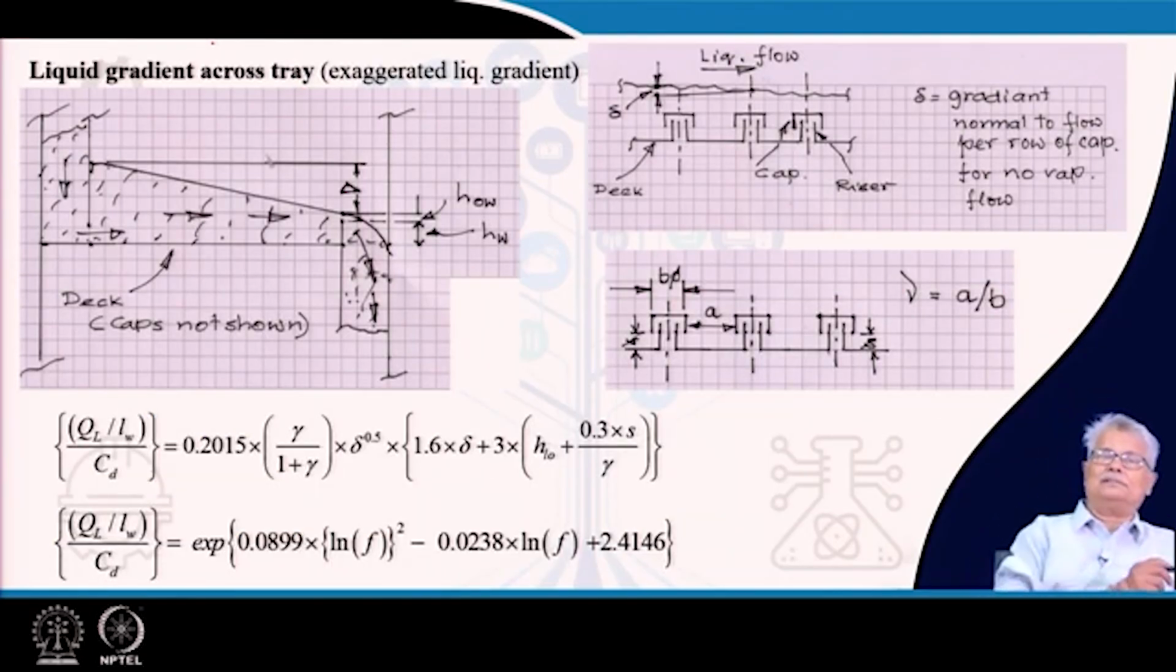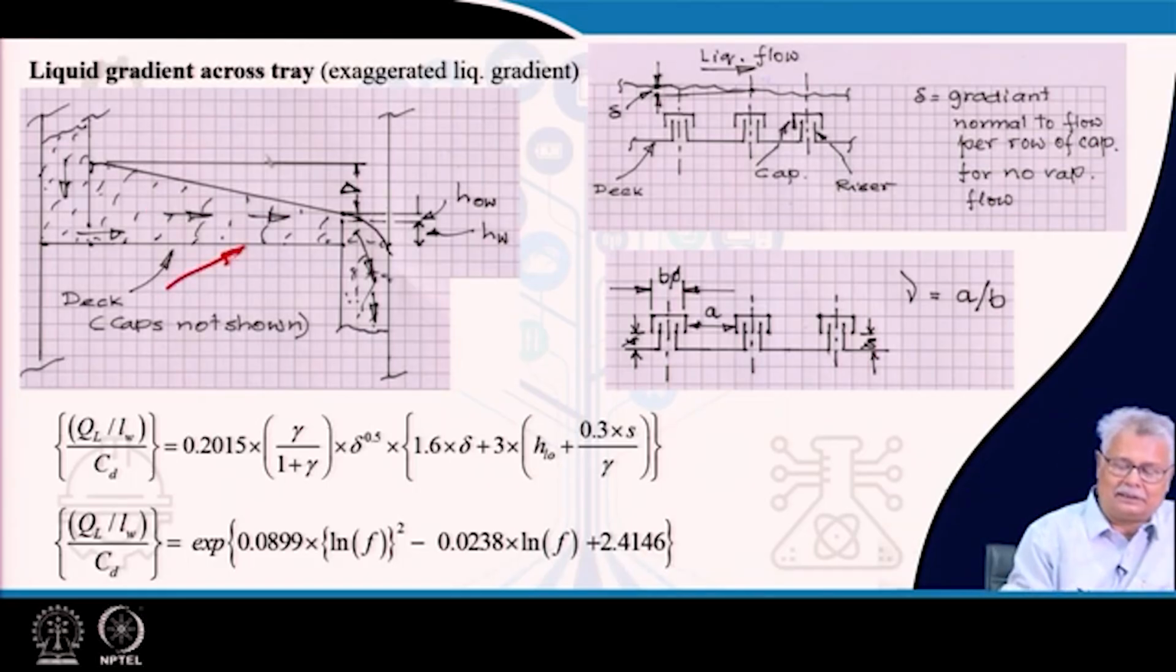The next part of it is that, if my tray has to operate smoothly and without any channeling of the vapor going through a thinner layer of liquid, we must have as low a difference in the level of liquid over the tray as possible. Here we have a schematic of the tray once more. Here is my deck, and the caps are not shown here. We have also exaggerated the level difference.